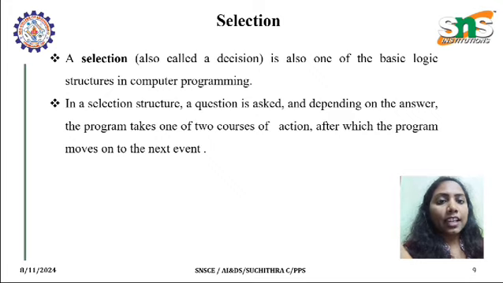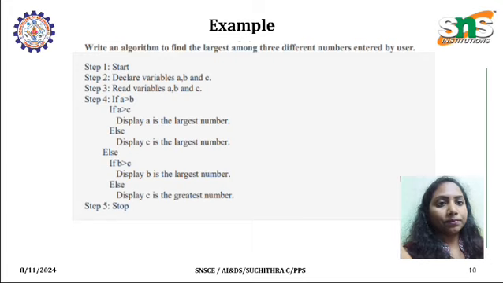Selection. A selection, also called a decision, is also one of the basic logic structures in computer programming. In a selection structure, a question is asked and depending on the answer, the program takes one of two courses of action, after which the program moves on to the next event. You can see the example.